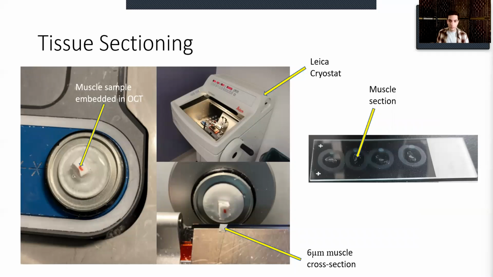Next, it's stuck in a glorified deli meat slicer, which is a cryostat, to make 6 micrometer cross sections of the muscle sample. Then these sections are stuck onto slides.